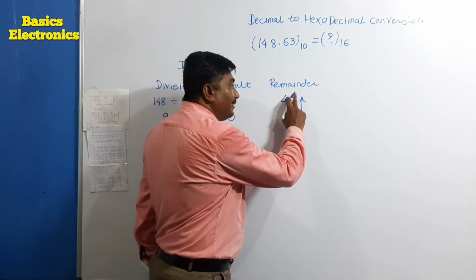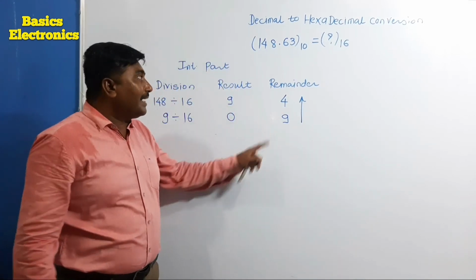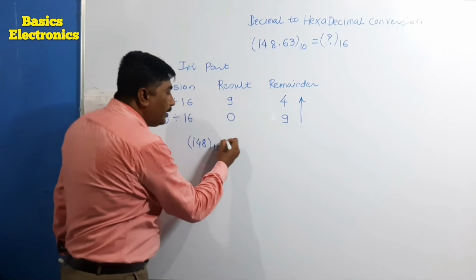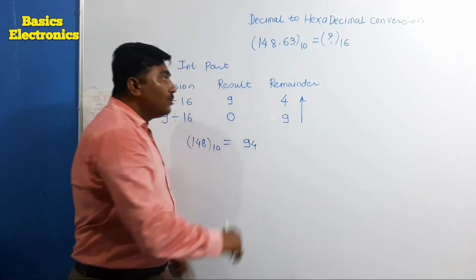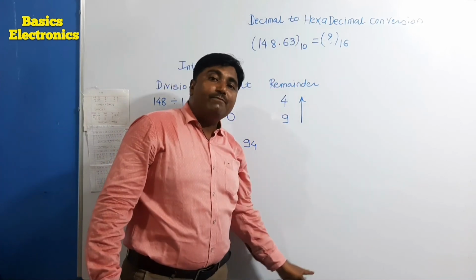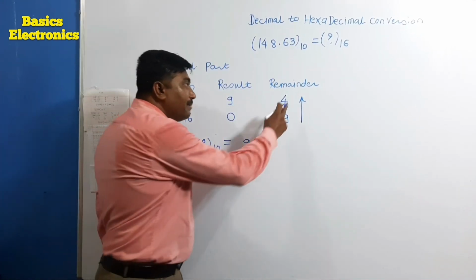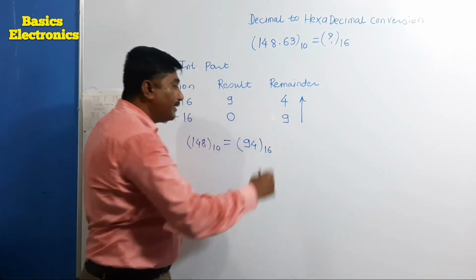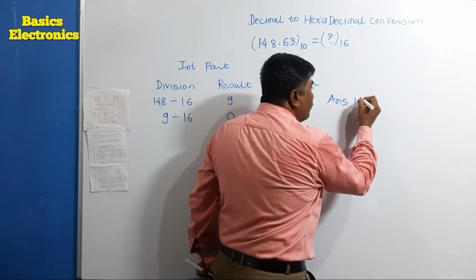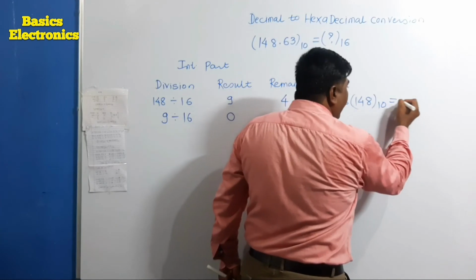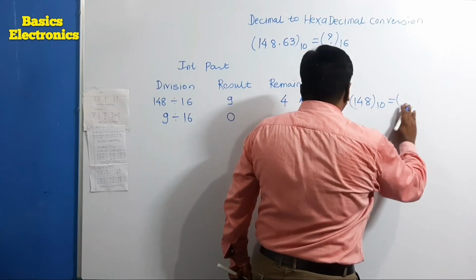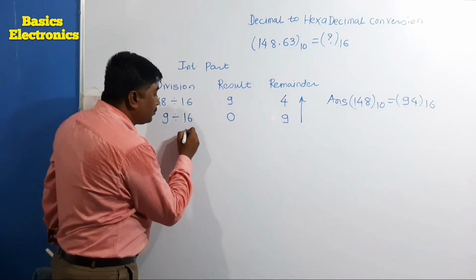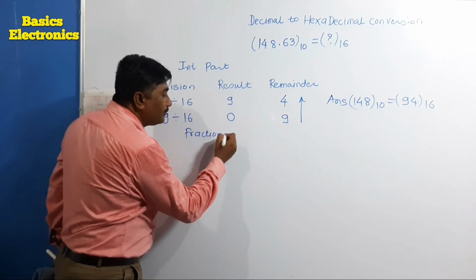Then we get the answer, and that answer is 94. So write down here 148 base 10 equals 94. We have to write down the remainders in reverse order, in upward order. The last remainder we write down first, and the first one we write down at the last. Here the base is 16. So 148 base 10 equals, in brackets, 94, base 16.